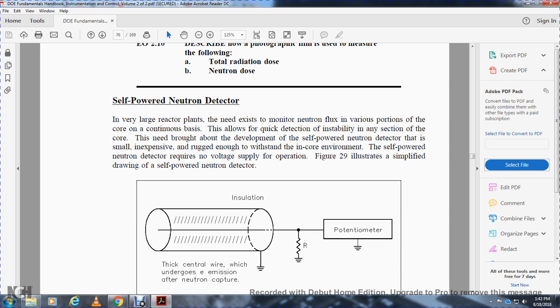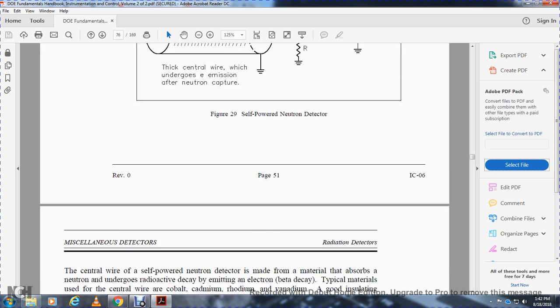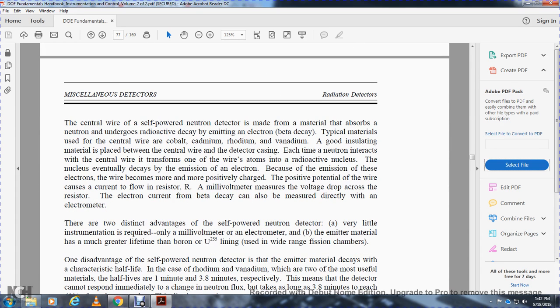The thick central wire undergoes electron emission after neutron capture, with insulation between the grounded outer sheath and the center wire. The center wire of the self-powered neutron detector is made of a material that absorbs neutrons and undergoes radioactive decay, emitting an electron by beta decay. Materials used for the center wire include cobalt, cadmium, rhodium, and vanadium. There is a good insulating material between the central wire and the detector case. Each time a neutron interacts with the central wire, it transforms a wire atom into a radioactive nucleus.